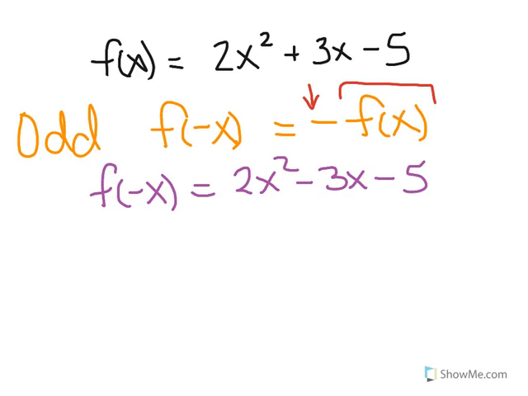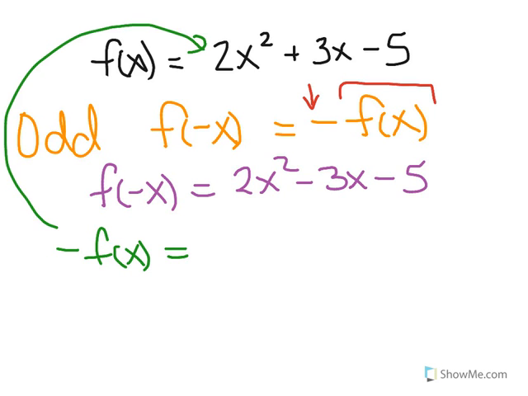Okay, as you can see, I already have the f of negative x written down, so what I want to do now is solve and find out what negative f of x is. So notice this is different than the one we just did because the negative is located on the outside. When the negative is located on the outside, I'm taking the opposite of everything in the original equation. So all my signs are changing. So I get a negative 2x squared, a negative 3x, and now the negative 5 becomes a positive 5.